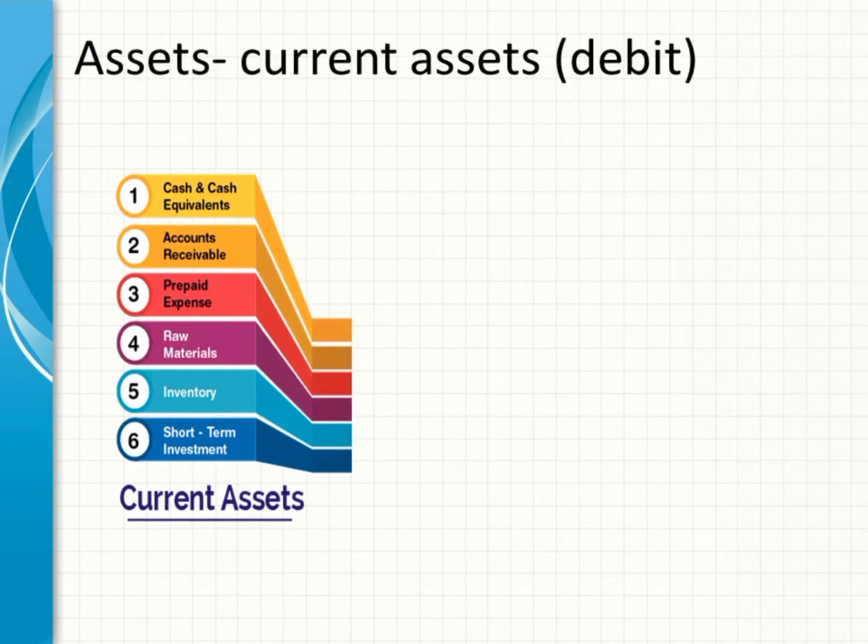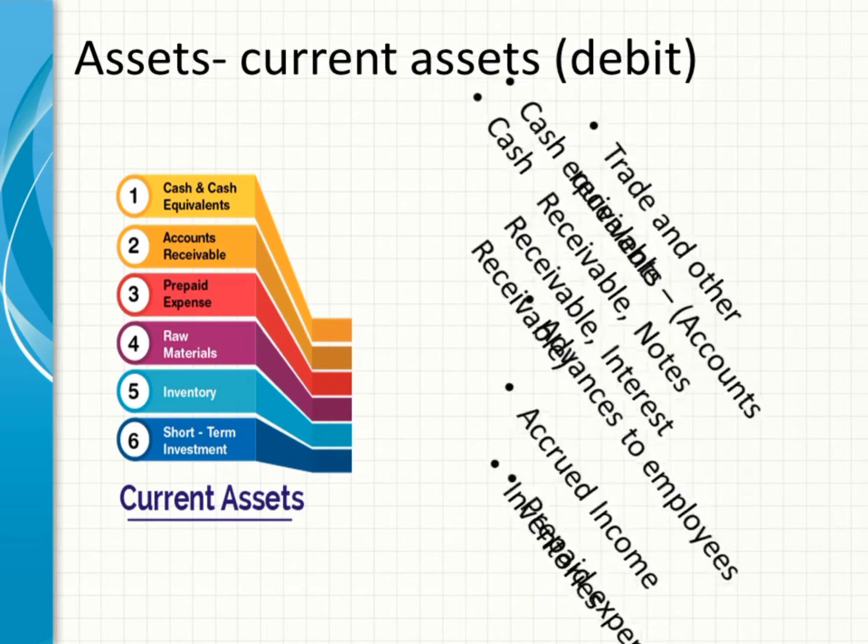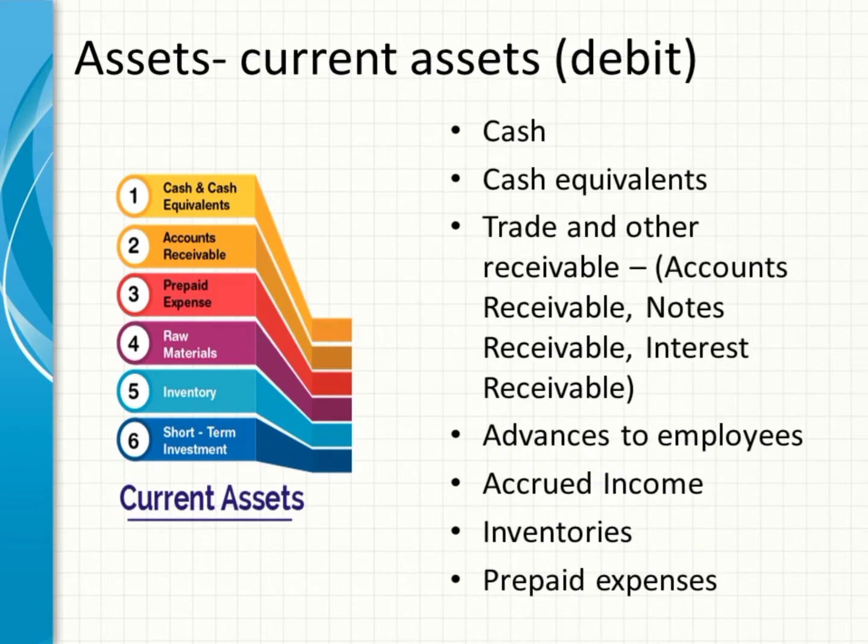For the assets, as I've mentioned earlier, we have current assets and also non-current assets. And for current assets, the normal balance is debit. Again, please memorize its normal balance. And some examples of assets, we have cash, cash equivalents, trade and other receivables. Under trade and other receivables, we have account receivables, notes receivable, and interest receivable. Advances to employees, accrued income, inventories, and prepaid expenses.